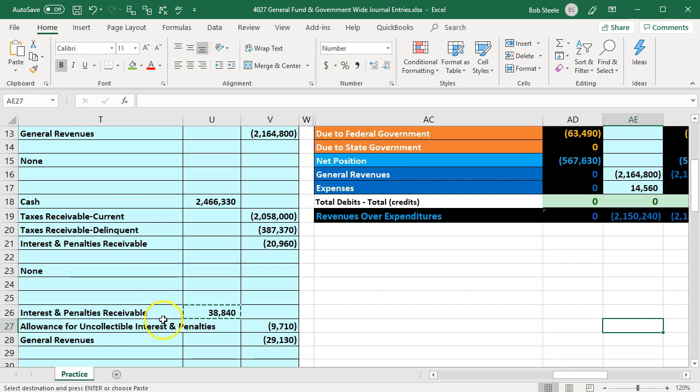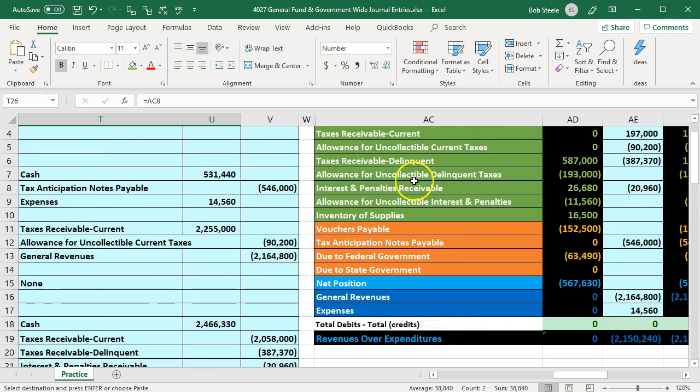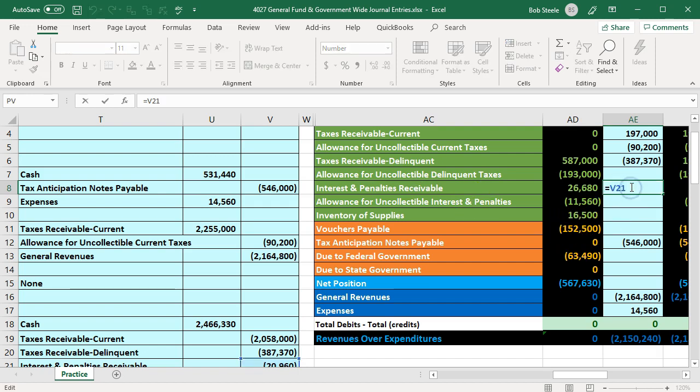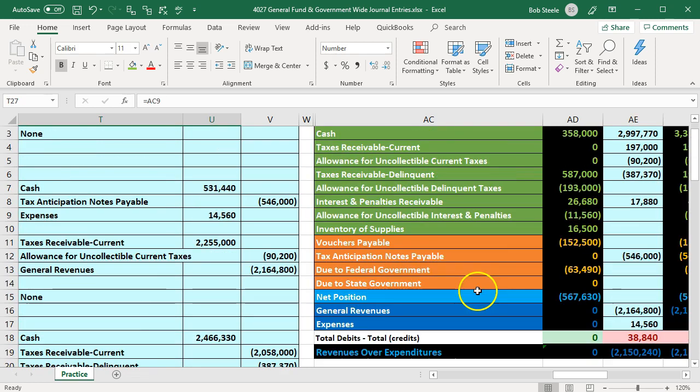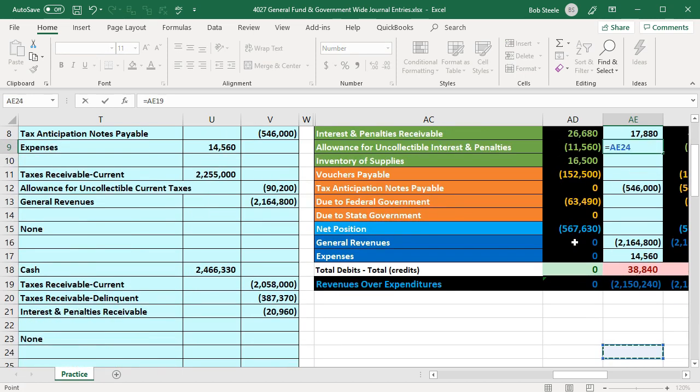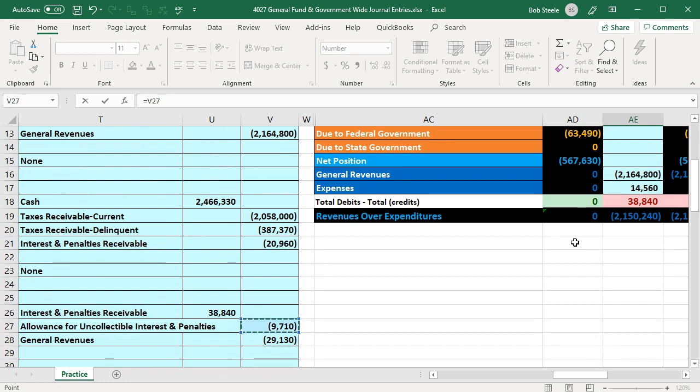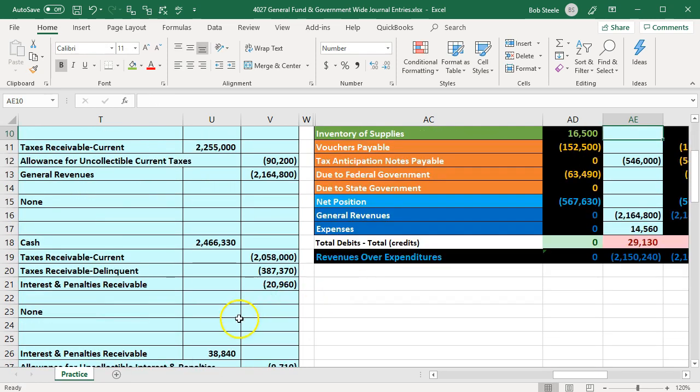So now we're going to record this. Here's the interest and penalties. We're going to scroll back up. Interest and penalties receivable in AE8, something's in it. Going to double click on it, go to the end of it, and plus, put the cursor back down, scroll back down, pick up that $38,840. Then we're looking for the allowance, which will be right underneath the interest and penalties. We are in AE9 equals, scrolling back down, picking up the 9710, and then finally the revenue.